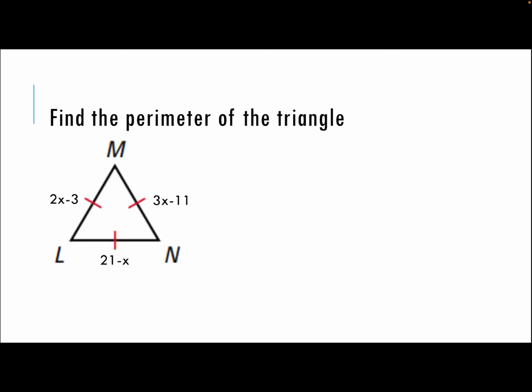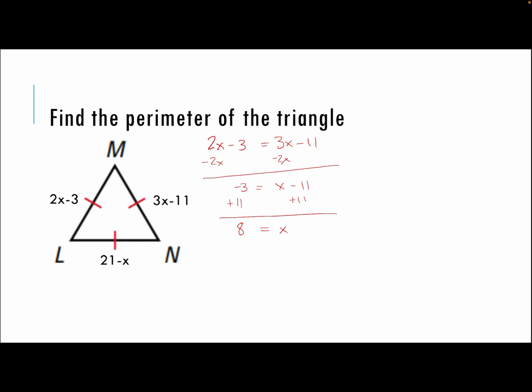All right, so for this last one, we have an equilateral triangle, and we need to find the perimeter as a numerical value. Because the triangle is equilateral, we can set any two sides equal to each other. So we could solve the equation 2x minus 3 equals 3x minus 11. So we'll subtract 2x from both sides. We get negative 3 equals x minus 11. We add 11 to both sides. We get 8 equals x.